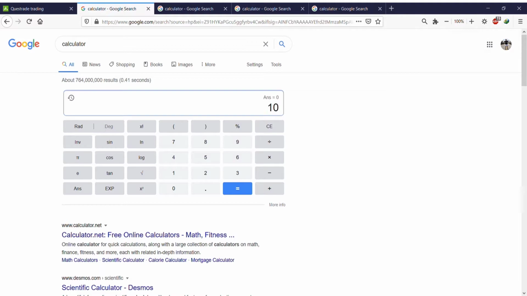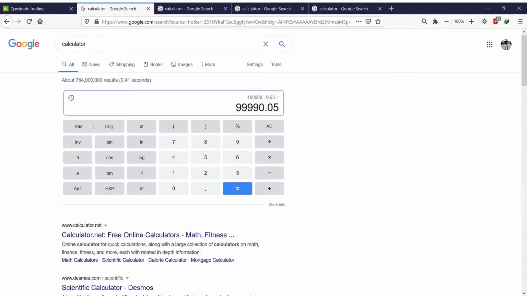So let's say you have $100,000. The very first thing is to deduct $9.95. So that gives 99,990.05. So that's after deducting the commission.